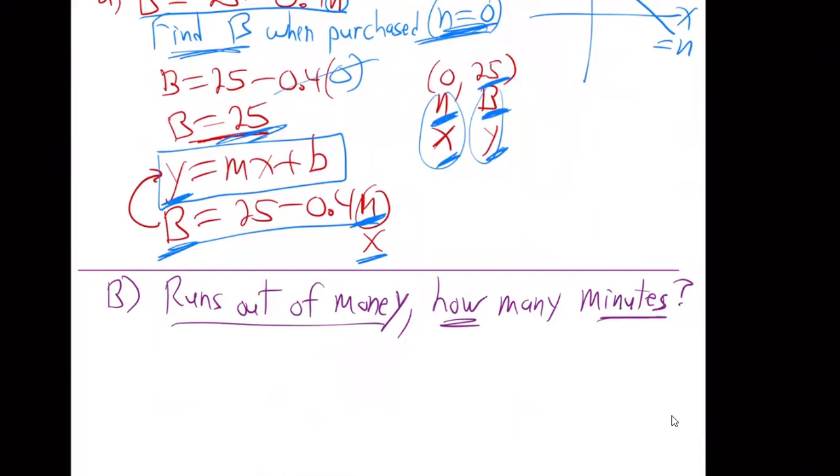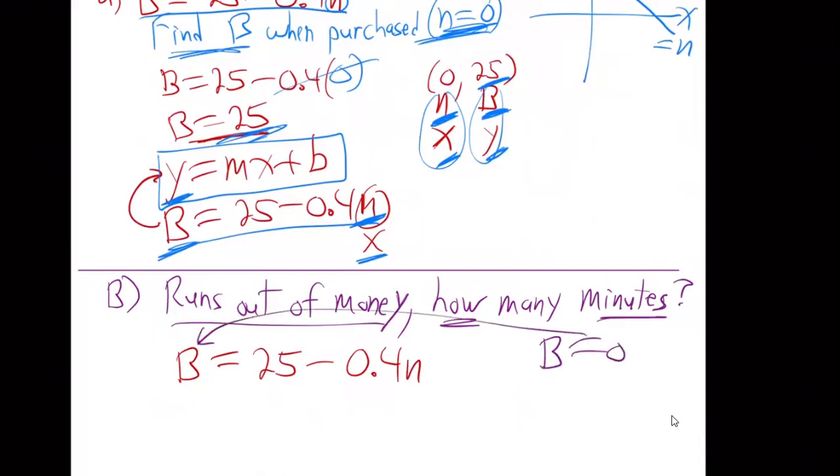Well, you put 0 in place of B. Beautiful, Heath, exactly. Let's go back to that same equation, 0.4 n. Runs out of money means the balance is 0, so you plug in 0 for the balance, and then just solve for n.